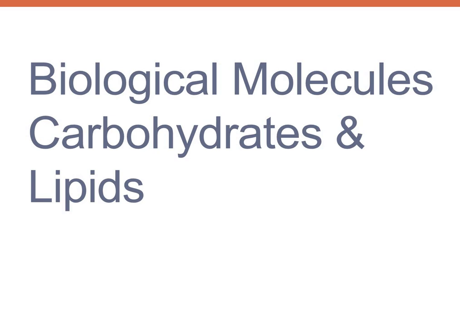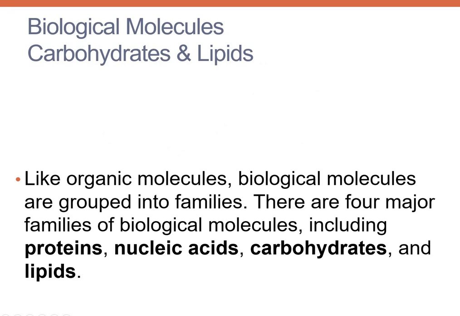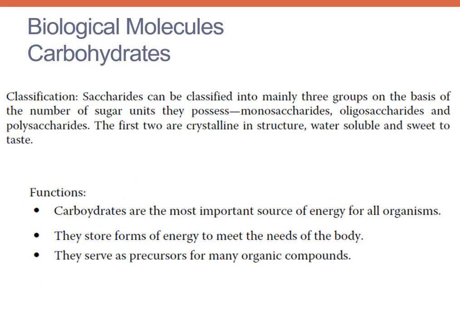Let us talk about biological molecules, particularly carbohydrates and lipids today. So, if we think about the basic categories or families of biological molecules, we have already talked about proteins and nucleic acids. Carbohydrates and lipids are the other two biological molecule families that are very much abundant in living systems. So let us talk about carbohydrates first.